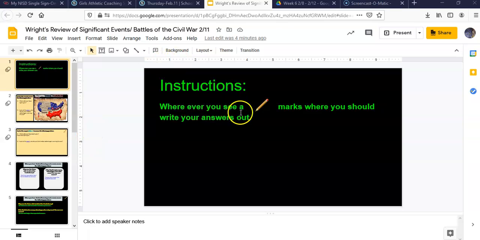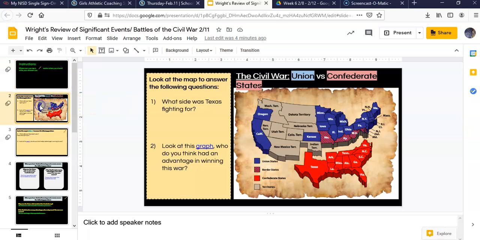Instructions. Wherever you see a pencil icon, that marks where you should write your answers out. Look at the map to answer the following questions.